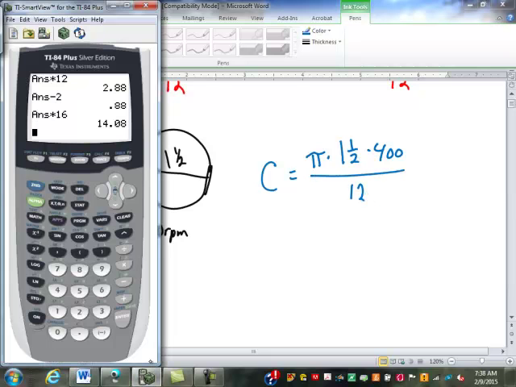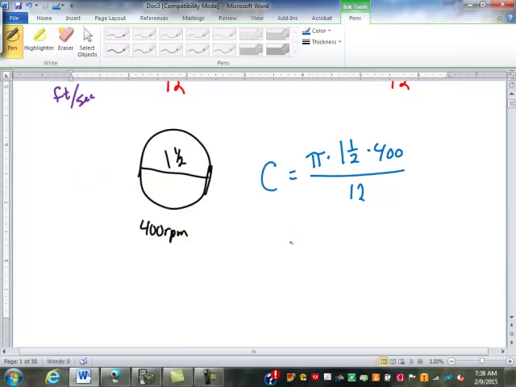Good. So 3.14 for pi times 1.5. I could very easily convert that to a decimal, so I'm going to do that to make it easier to enter here. Most of you have a fraction key on your calculator, so it's not a big deal. Times 400 divided by 12 gives me 157 feet per second.